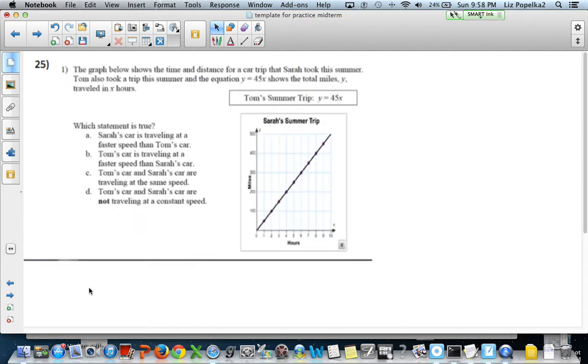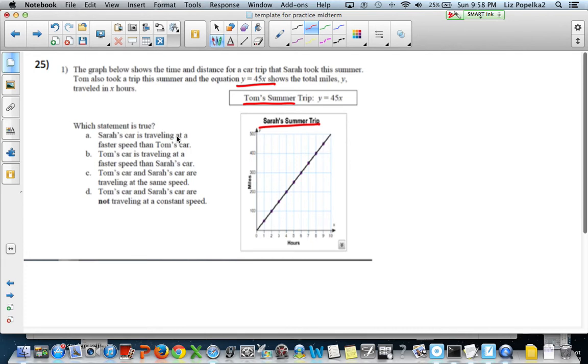Our next section is rate of change. We have talked about this a ton. So just like the last section, I'm going to do this pretty quickly. It says the graph below shows the time and distance for a car trip that Sarah took this summer. Tom also took a trip this summer, and the equation y equals 45x shows the total number of miles y that he traveled in x hours. So this one is Tom's summer trip, represented by this equation. This one is Sarah's. Which statement is true?